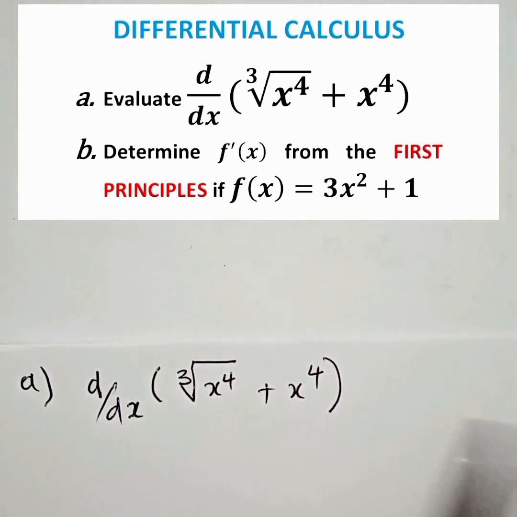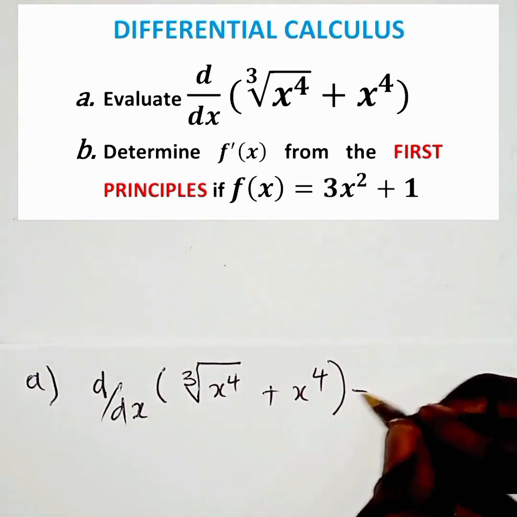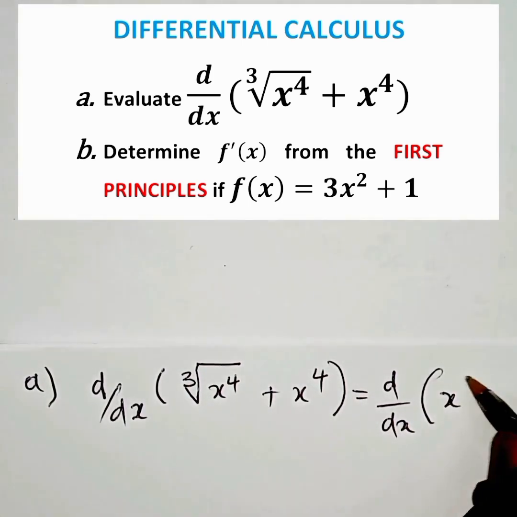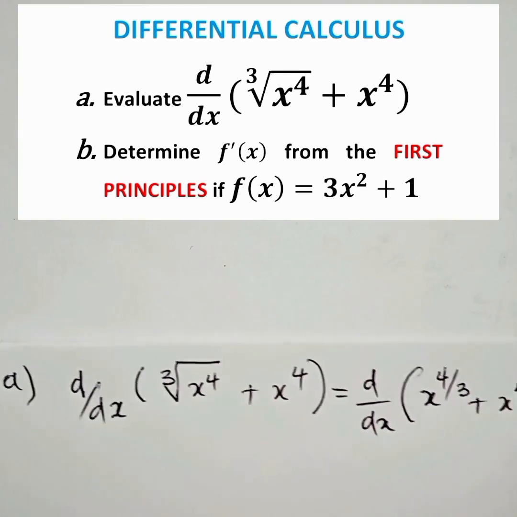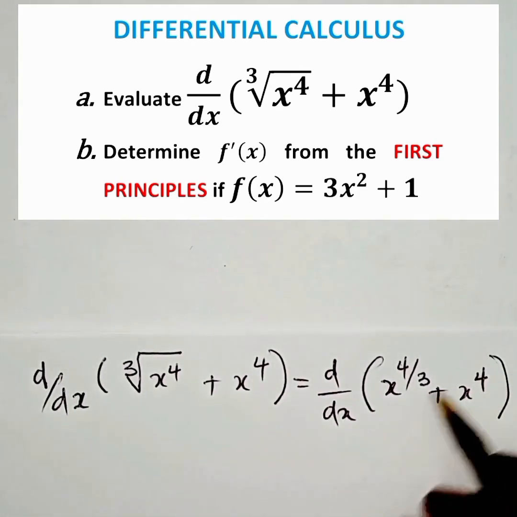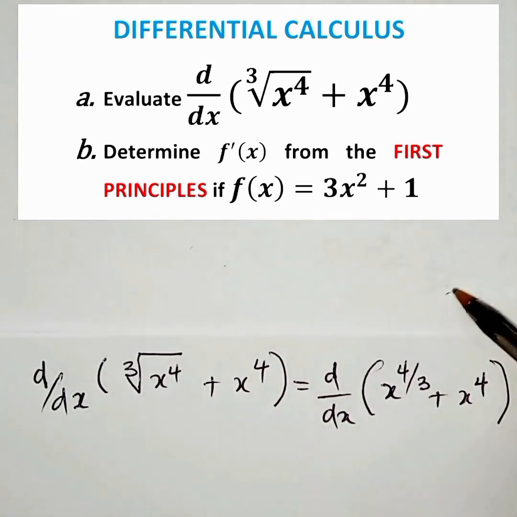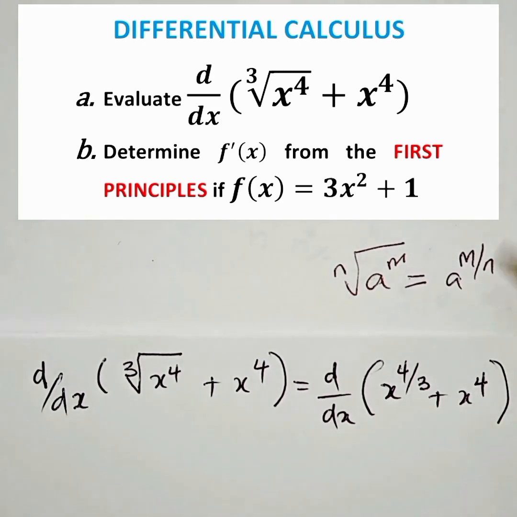Now this can be written as d/dx of x to the power 4 over 3 plus x to the power of 4. All right, and you remember this from the laws of exponents. There's this law that says a to the power m, then the nth root of that, you are going to get a to the power m over n. So I've just used that law of exponents to evaluate that. So it becomes like that.